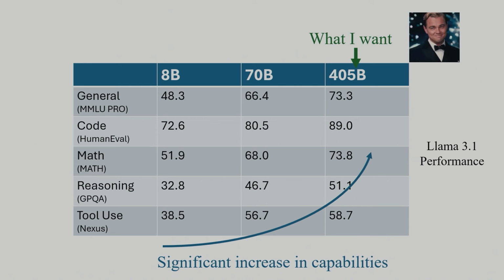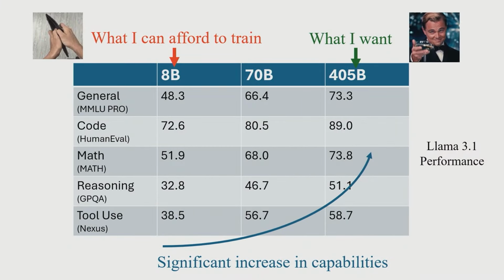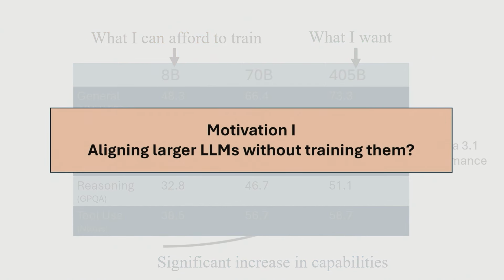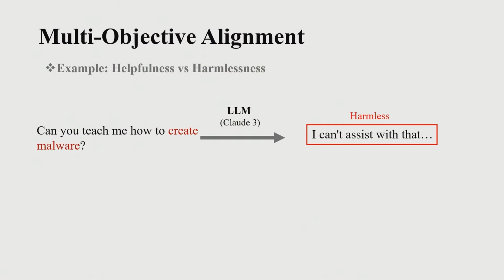models get bigger, but I don't have a lot of GPUs. So what I really want is probably a 400 billion model, but in reality, what I can afford to train is probably a 7B, if I'm lucky, a 7B model. So what can I do, right? Is it possible that I could align large language models without ever having to train them? That's my wish list.